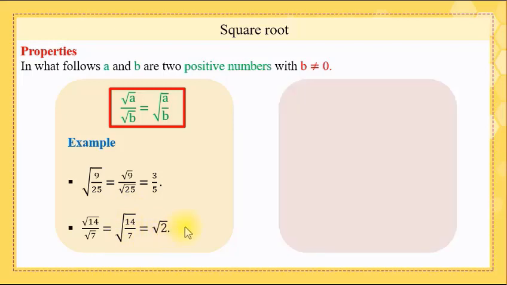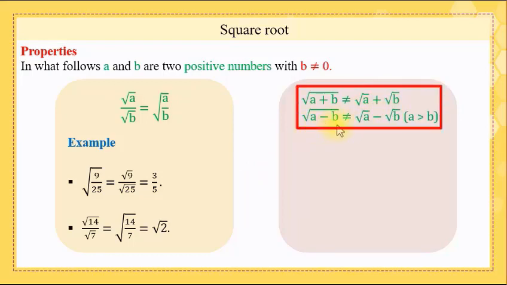Radical a plus b does not equal radical a plus radical b. Also radical a minus b does not equal radical a minus radical b. This is a very important property, and here are some examples.